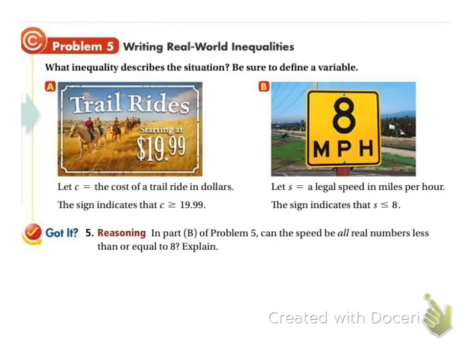Alrighty, and now we're going to take real world situations and write inequalities for them. So, trail rides starting at $19.99. If it's starting, that's the lowest it can be. So $19.99 is the smallest it can be. So I have C is greater than or equal to 19.99. And if the speed limit is 8 miles per hour, that should be the fastest that I'm going. I shouldn't be going over that, even though we know people really drive over the speed limit. But technically, we're not supposed to go over 8 miles per hour, so that should be the biggest. So I have S is less than or equal to 8.